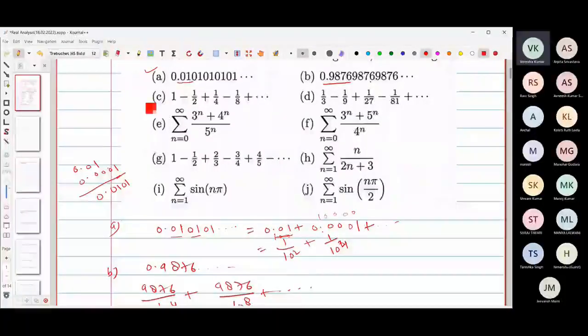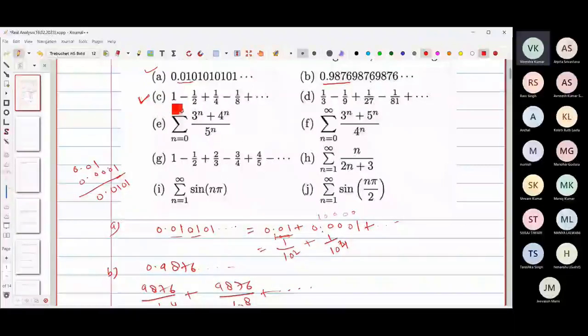You know this one. This is an alternating series. Of course, we have not discussed it until now when we were discussing this chapter, so there was no concept of alternating series. But with the help of alternating series also, we can solve this one.